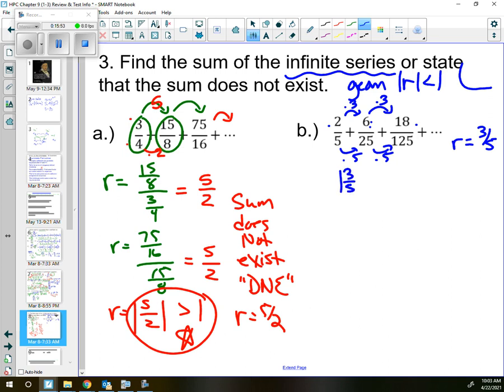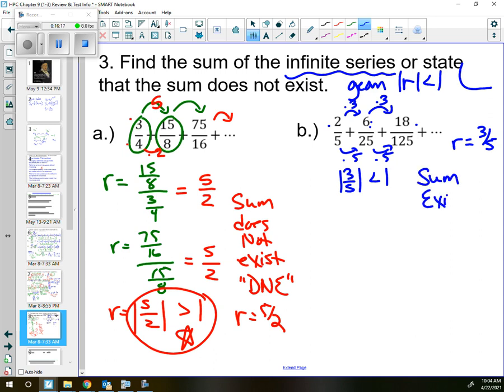Well, 3/5, that ratio's absolute value is less than 1. Why do I keep saying absolute value too? Well, it doesn't matter if your ratio is positive or negative. Negative just means your signs alternate when you look at those terms. If its absolute value is less than 1, those terms, even if they're going positive, negative, are still going to get closer and closer to 0. We would still have a sum. So this is less than 1. That means the sum exists.